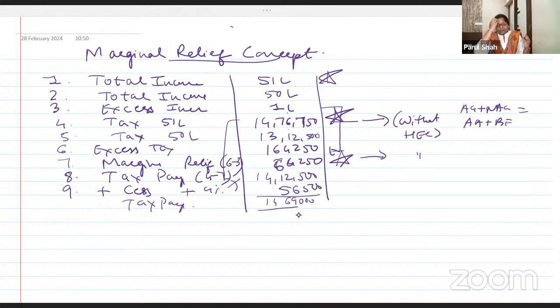Once again, what is my total income? 51 lakhs. What is the slab rate from where tax will be charged on the excess income? 50 lakhs. Excess income is 1 lakh. What is the excess tax? 1,64,250. Just because I have earned 1 lakh, I can't pay 1,64,250 extra tax. So I want a relief of 64,250. And so we have got the tax payable. And on that, calculate the cess. I'm again repeating, if you calculate the cess up front, your answer will go wrong. Clear to all of you?